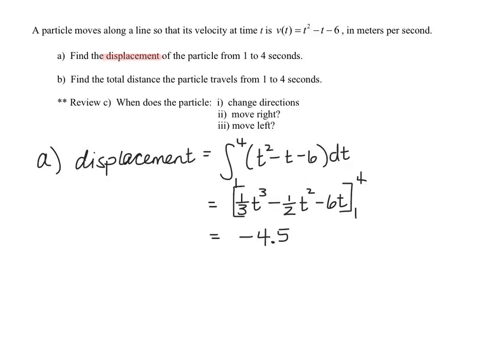Now let's discuss what this means. How can we have a negative answer? Or does a negative answer even make sense? Is this feasible? But remember, displacement is essentially the change in position. So we were looking at the displacement from 1 to 4 seconds. So the fact that my displacement is negative means that after 4 seconds, the particle is ending 4.5 meters to the left of where it was at t equals 1 second.